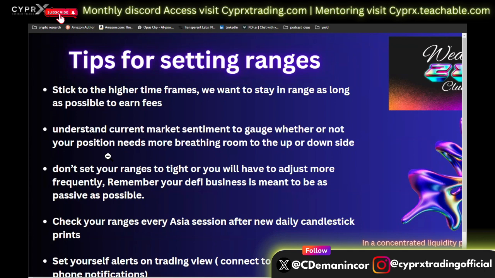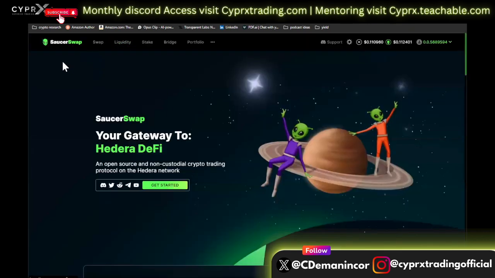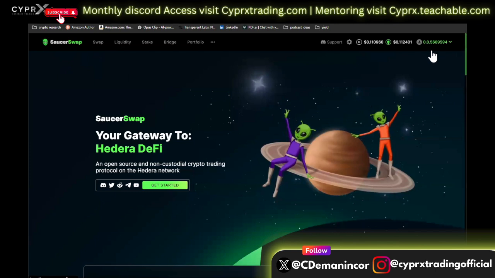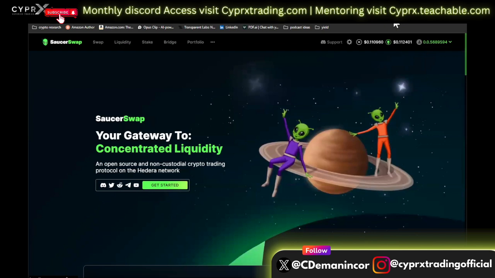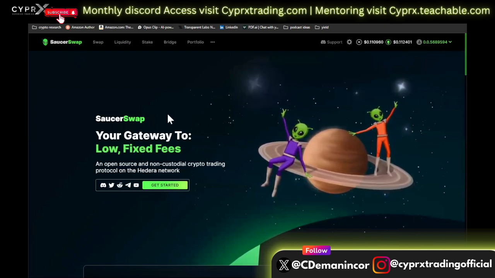All right, so keeping these tips in mind, let's go in and actually look at price action. And we're going to be setting up a Saucerswap V2 liquidity pool. All right, so let's say starting from scratch, you go in, this is just a test wallet. I have connected. You always want to make sure that you connect your wallet. For this example, we've connected our Hashpack wallet to the Saucerswap DEX, and we've already pre-funded it with some Hbar.